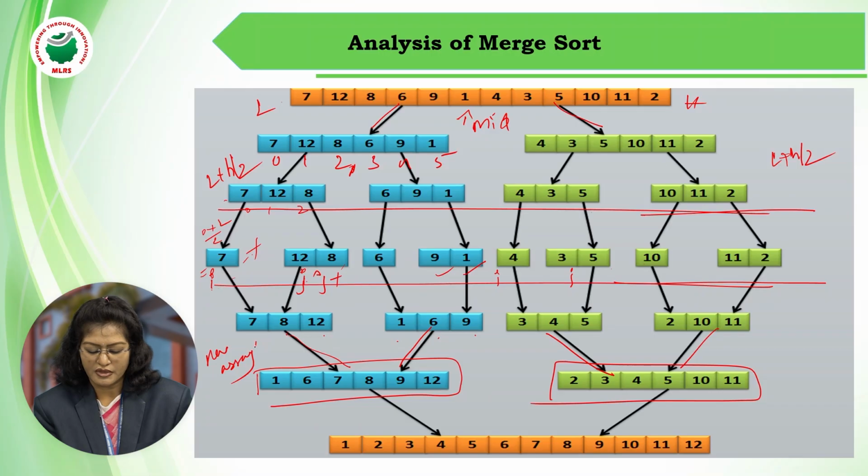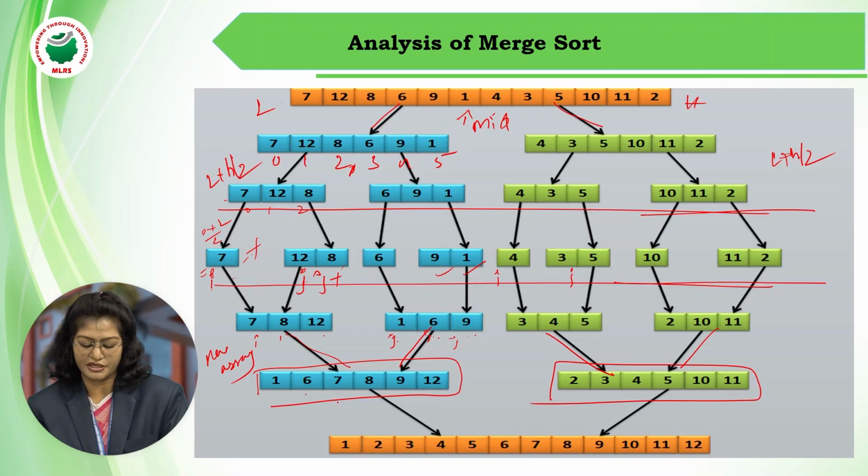Next again the i value and j value. So 7 is compared with 1. 1 will be inserted, and next j is incremented, and again 7 is compared with 6. 6 is going to be inserted, and again j is incremented. i is compared with 9, so 7 is less. 7 is inserted here, and the next one is 8. Now i will be incremented, so 8 is compared with 9, so 8 will be inserted, and like this we have combined the solution.